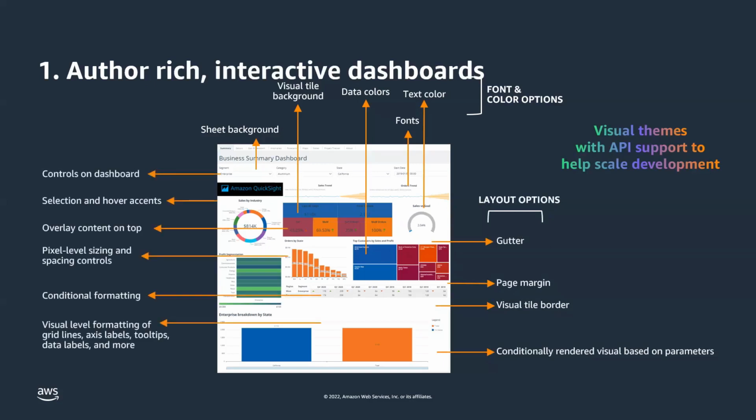And then you can have controls. You can basically have selections and accents. You can overlay the content on top of each other. With freeform layout, you can have pixel-level sizing and spacing controls, right? You can do conditional formatting on your data. And then the visual-level formatting of all the grid lines, the axis labels, all the properties that you see for all the different visuals on the dashboard, all of that can be utilized to author rich interactive dashboards. Once that is done and it matches everything in the application, then you can publish and embed that into your application.